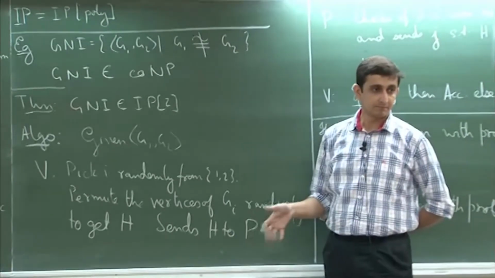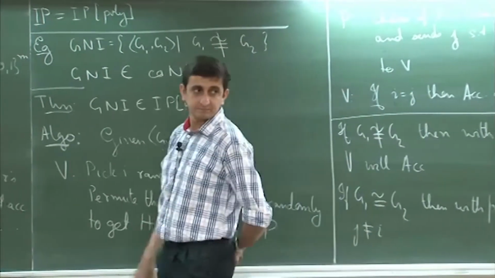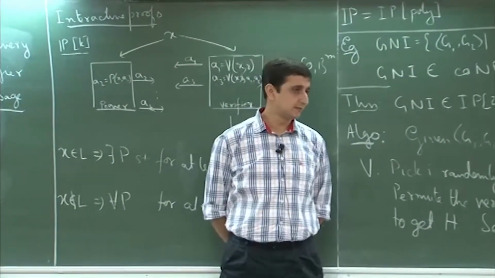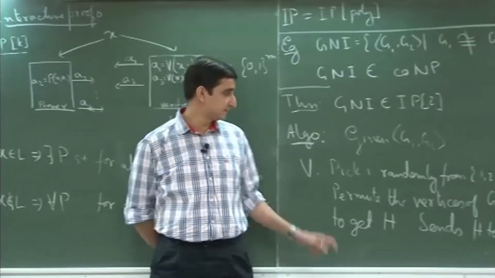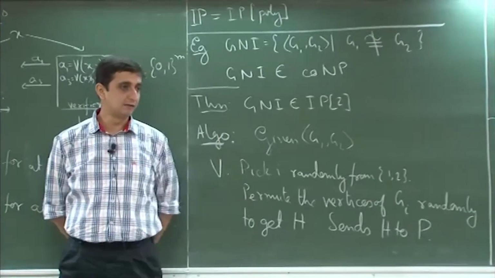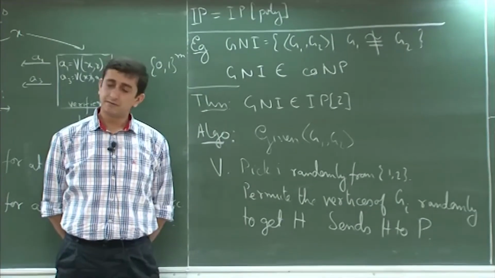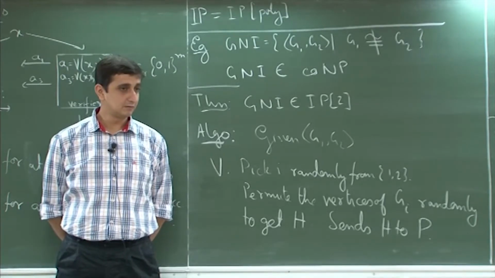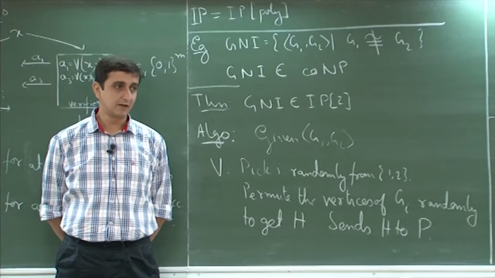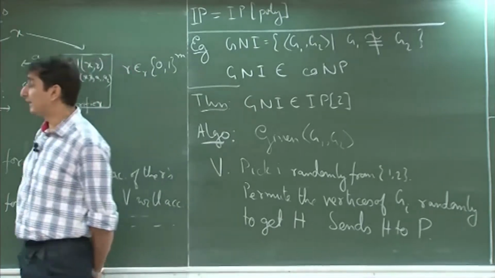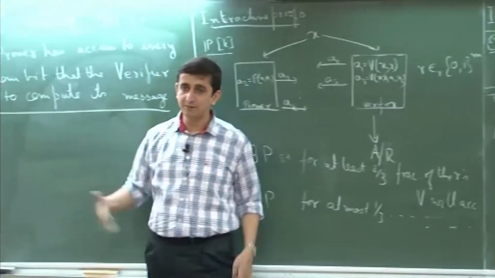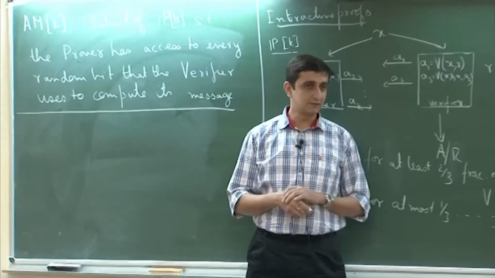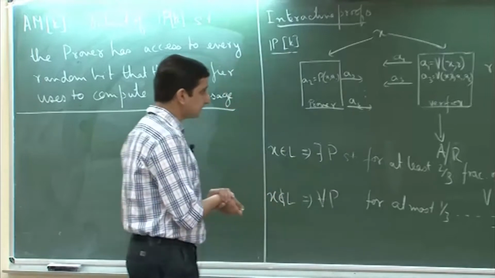Yes, in AM it will know which out of one or two. If this were to be an AM model, it would also know what the permutation is. Exactly. So that is why we need a completely different protocol to be able to show that graph non-isomorphism is in AM2. This will not work. So that we will see next class.